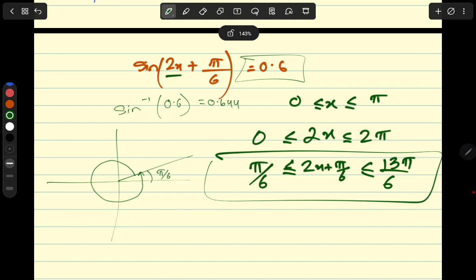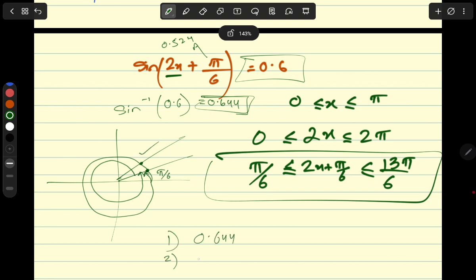Now what is pi by 6? Wait a second, let me see. Pi by 6 is 0.524. Now clearly, this is starting at 0.524 and goes all the way to 2 pi plus 0.524. So clearly this 0.644 is somewhere here. So clearly this is in the domain. So the first angle is going to be 0.644.